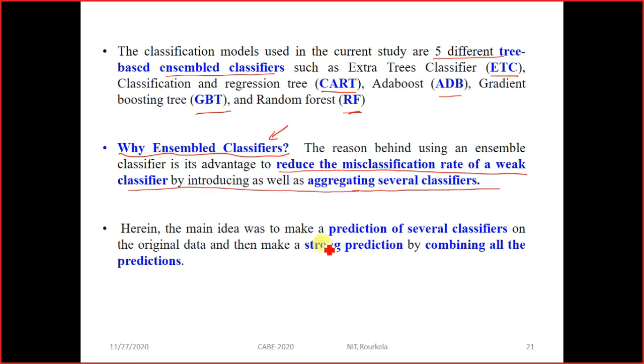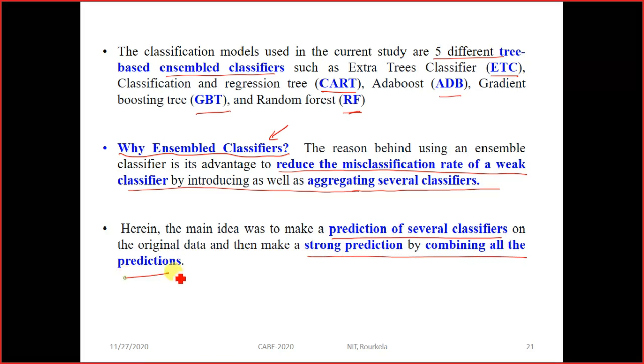So herein the main idea was to make predictions of several classifiers on the original data and then make a strong prediction by combining all the predictions.